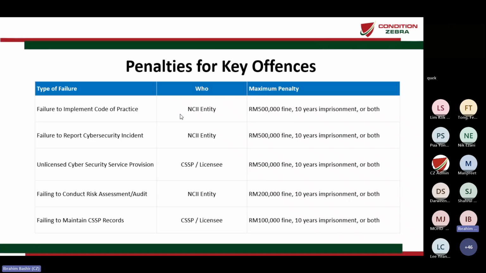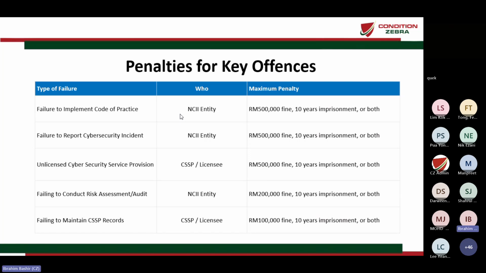So also failing to conduct risk assessment or audit. This applies to those NCII entities. If you are considered as NCII, then you need to make sure this is implemented. It can be as high as 200,000 ringgit fine or 10 years in prison, or both. So in the past, it used to be very easy. Most organizations would decide, do I need to do a pen test every year? I do this year, next year I don't do, or I do once in 3 years. But now, if you are considered as NCII, you need to strictly follow the guideline. Otherwise, your organization can actually face fines, or imprisonment of the management as well.